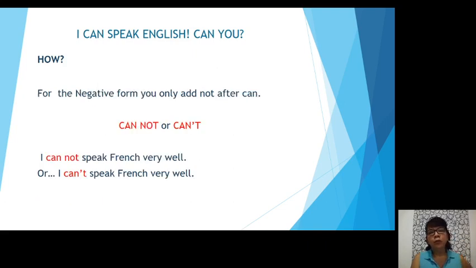For the negative form, the only thing that you have to do is add not after the verb can. So you say cannot, or you can also use it in the contracted form, which is can't. I can speak French very well. That's not my ability. Or, I can't speak French very well. Both sentences have the same meaning.